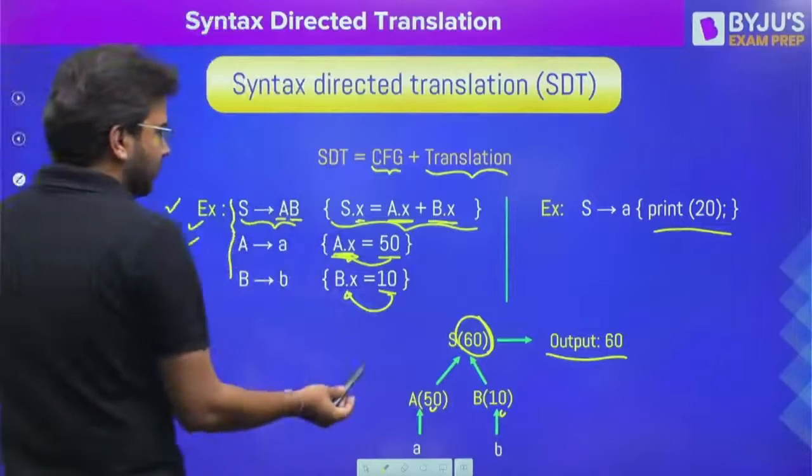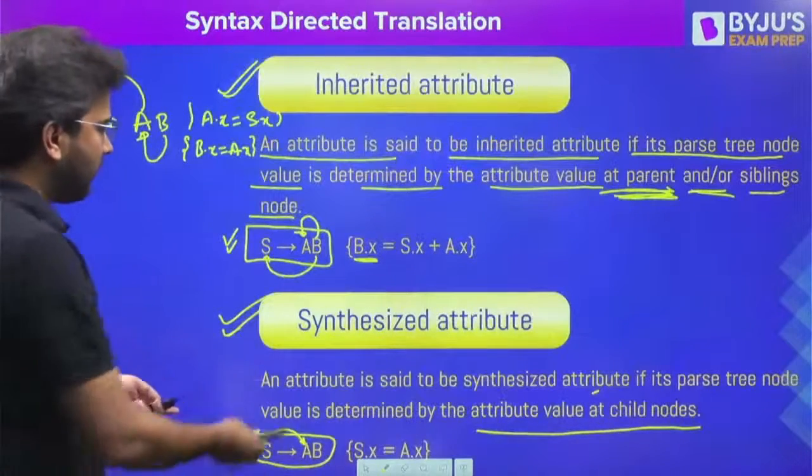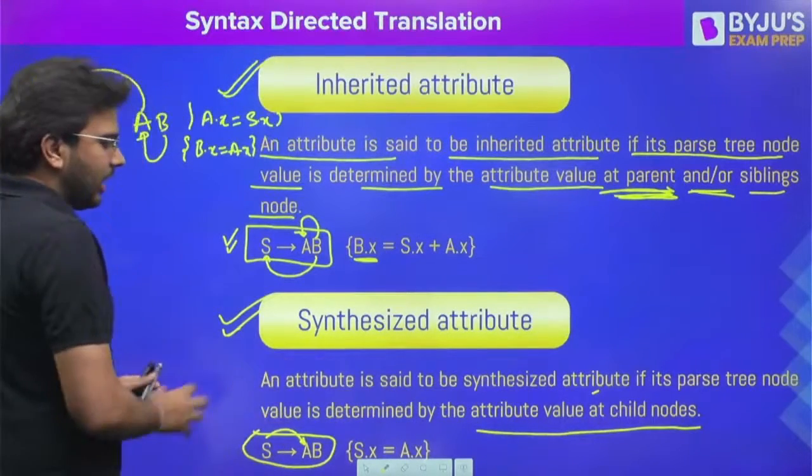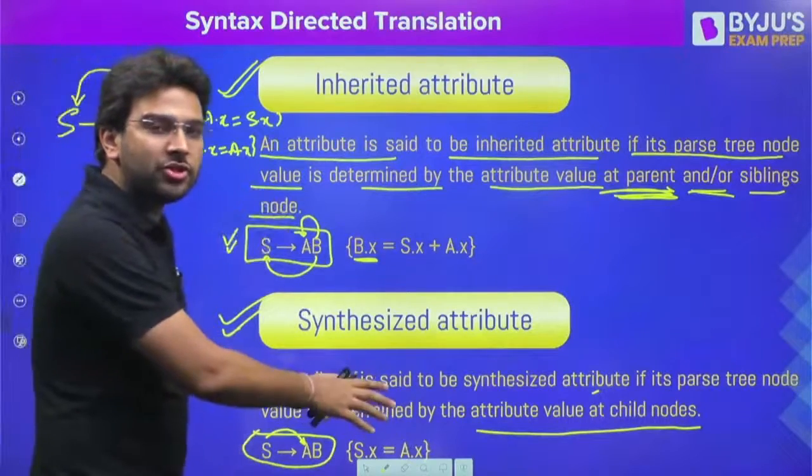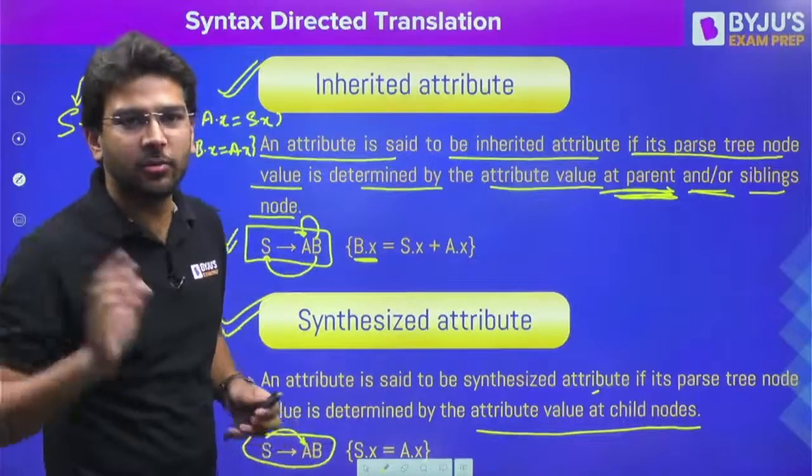And what about this one? Okay. What about this synthesized attribute? Here, if the parent is taking the value from its children, in that case it is synthesized attribute. Clear?